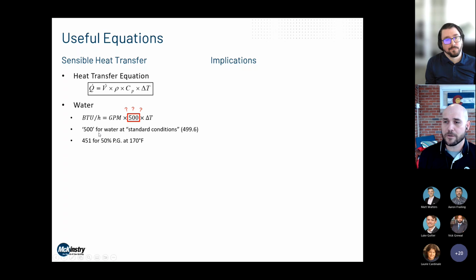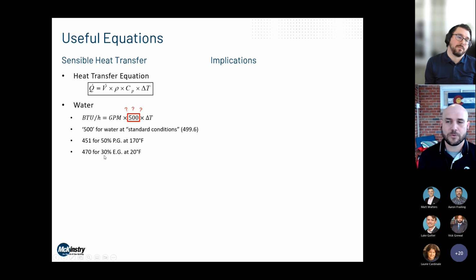And if you're not using water, Alex kind of hinted at some antifreeze solutions. So if you had perhaps a 50% propylene glycol solution in a boiler system that was operating between 180 and 160 degrees, you'd use the average temperature there, 170, and instead of 500 as that number, you'd use 451.